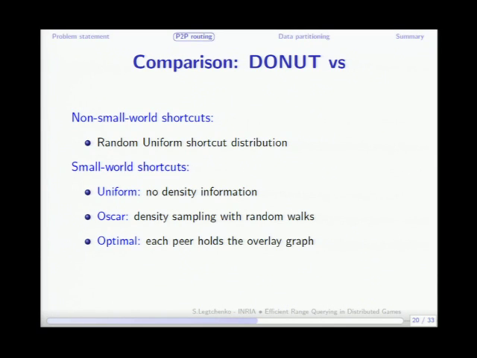Then we compared to Oscar, which is a state-of-the-art system in which the sampling of the game space is done by random walks. And finally, the so-called optimal one, for which each peer holds the whole overlay graph, and so it is able to accurately know the hop distance to other peers.